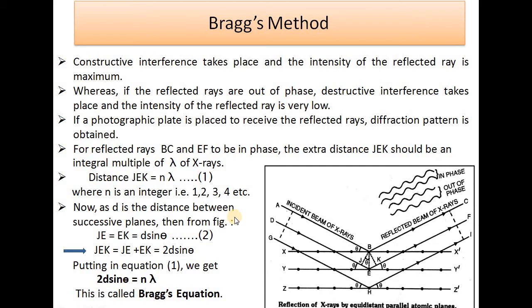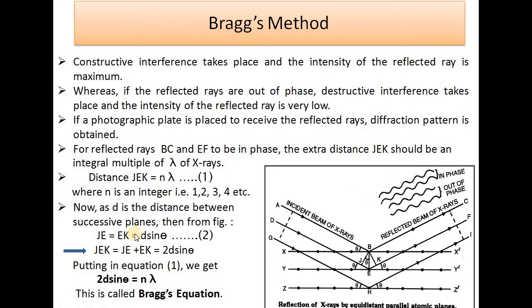So what we can say here, the distance d between the successive planes is equal to d, which we have denoted by the symbol d here. Then we will have JE equal to d sin theta. Similarly, EK is equal to d sin theta. If we consider these two triangles, BEJ and BEK, sin theta is equal to perpendicular divided by hypotenuse, and the perpendicular here is JE. So sin theta is equal to JE by BE, where BE is equal to d. So sin theta is equal to JE by d, so we can say JE is equal to d sin theta. Similarly, EK is equal to d sin theta.